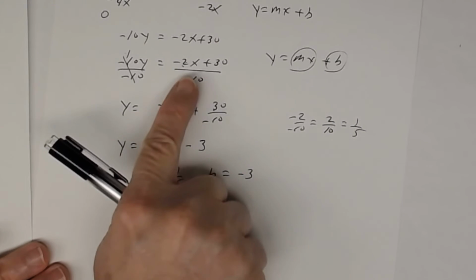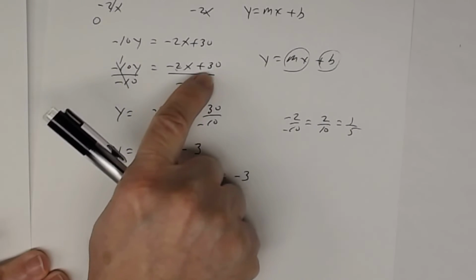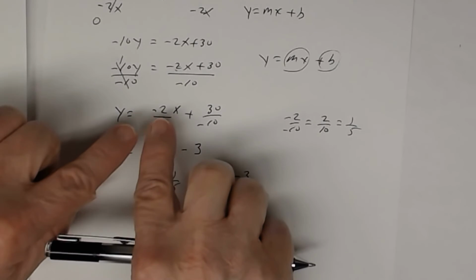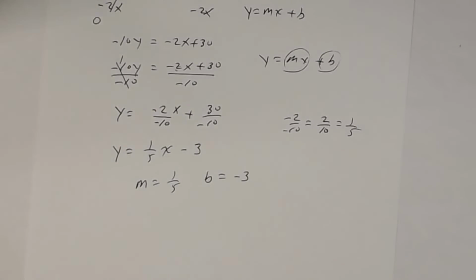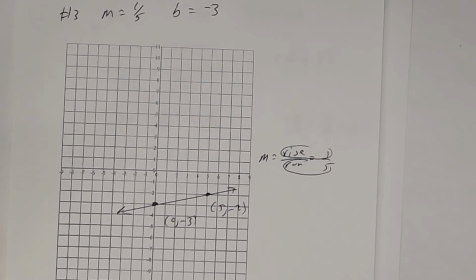Just remember, though, when you get to this point right here, you have to break it down to two fractions. So you have to think carefully as you simplify all this process. All right, so that's number 3. Let's look at number 4.